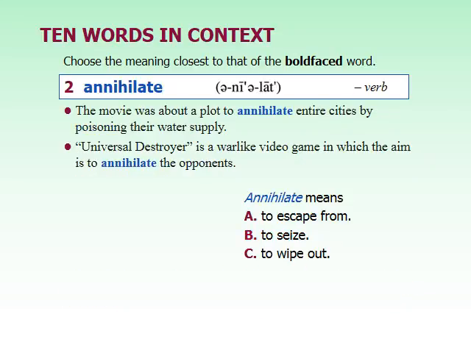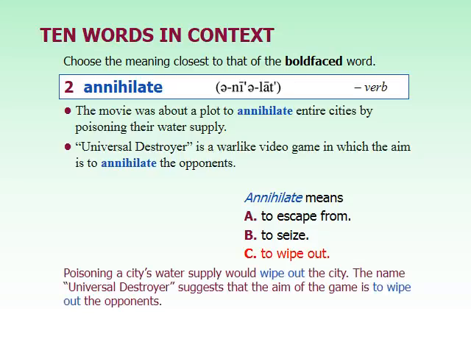So here we have annihilate. Annihilate ends in that ate sound, so this one is a verb. The movie was about a plot to annihilate entire cities by poisoning their water supply. Universal Destroyer is a warlike video game in which the aim is to annihilate the opponents. So what annihilate means is to wipe out. On page 85, annihilate is number 5, and it says to destroy completely, reduce to nothingness. So to wipe out means to kill completely.